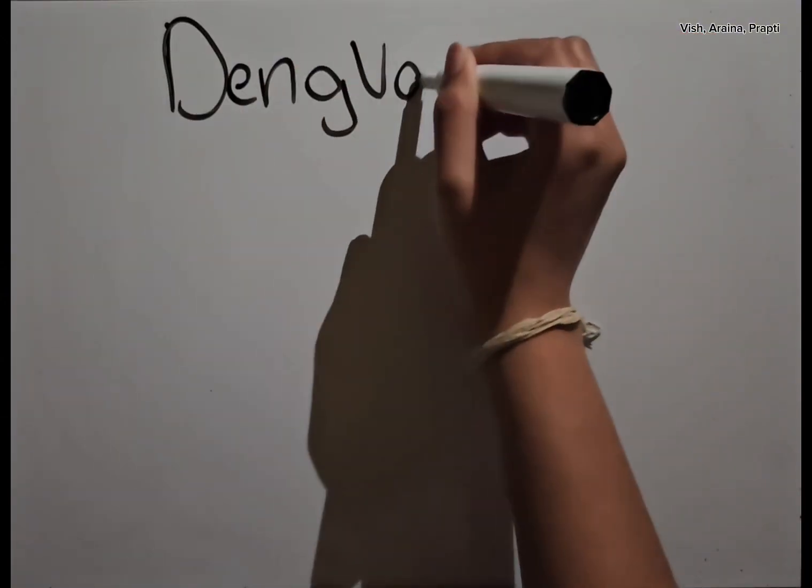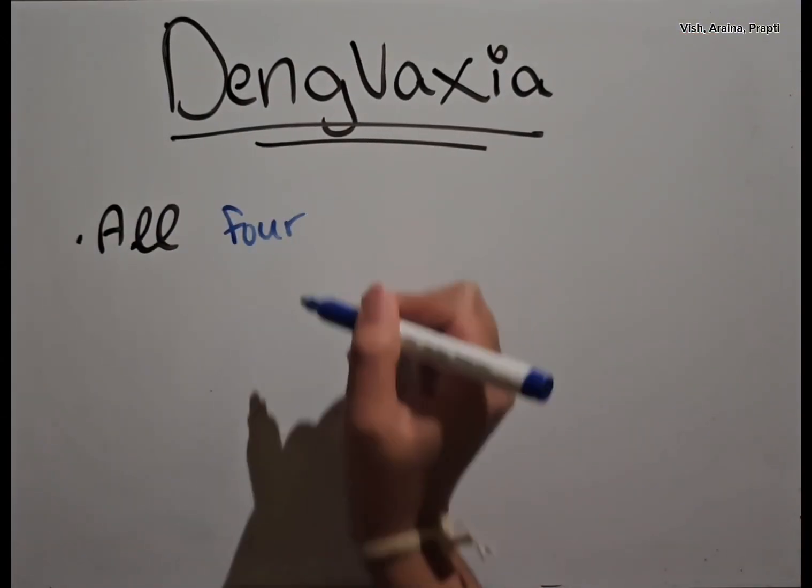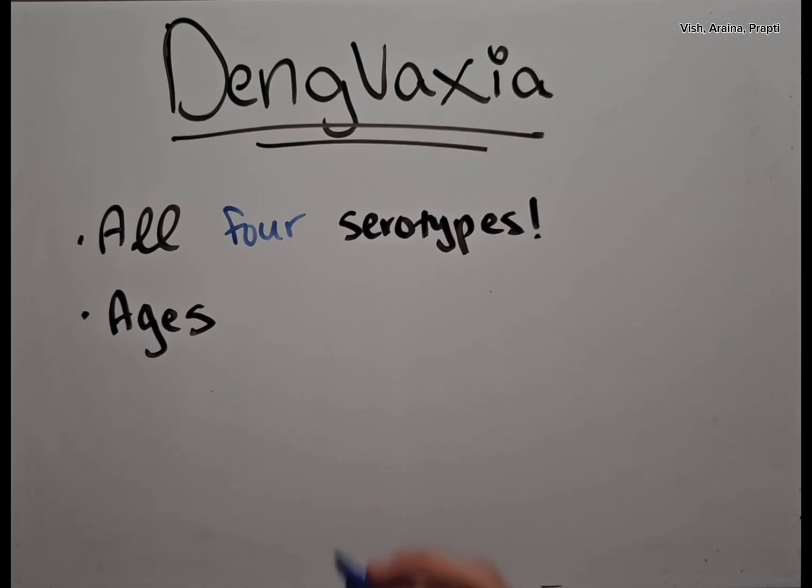The first approved dengue vaccine was Dengvaxia, licensed in 2015, and it covers all four serotypes and is approved for ages 6 to 16, and most importantly, it is only recommended for individuals with a confirmed prior dengue infection.